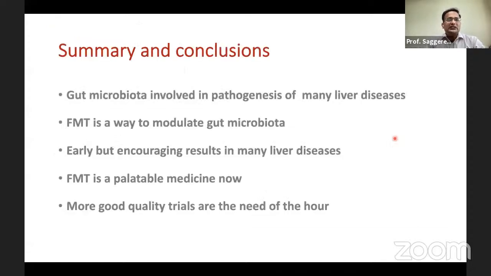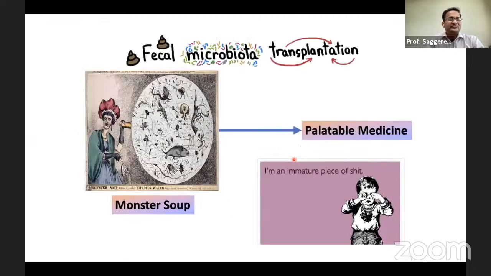So to summarize, gut microbiota is involved in the pathogenesis of many, most of the liver diseases. And FMT is definitely a way to modulate the microbiota. Early but encouraging results in many liver diseases are available so far. And definitely FMT is a palatable medicine now, at least more palatable. And we need more good quality, well-conducted multicenter trials to make it better utilizable and reachable to many patients who may definitely see a better life with FMT.